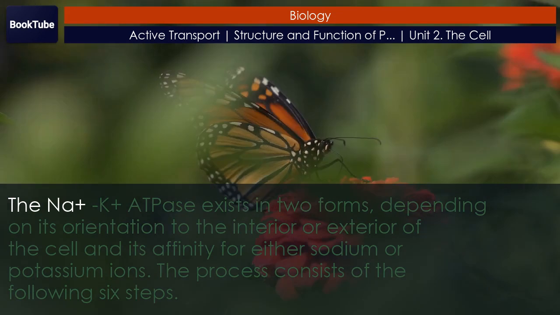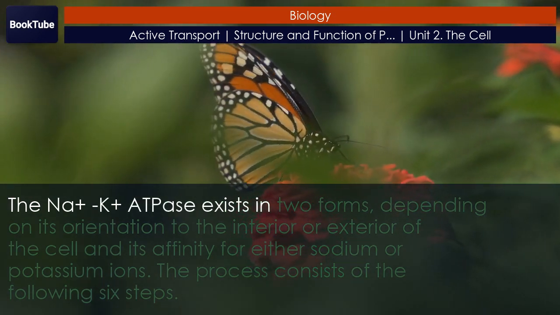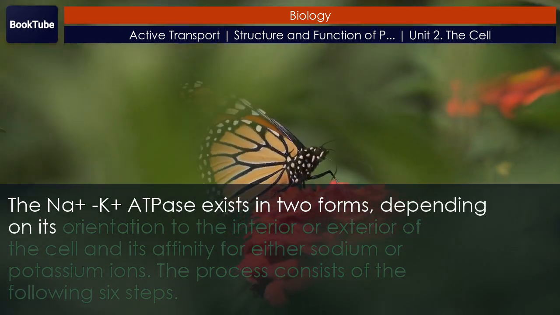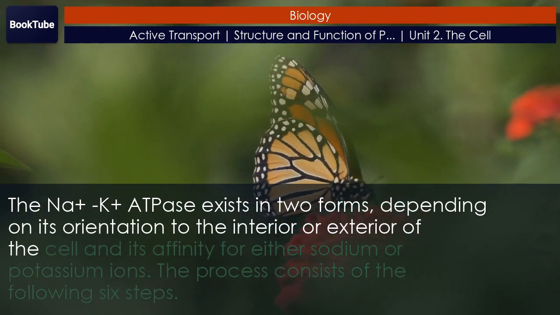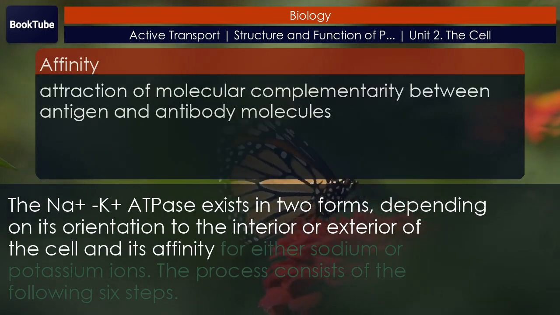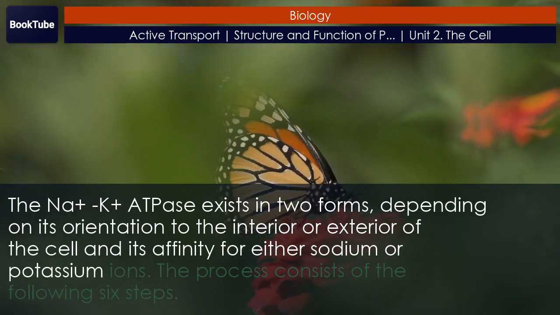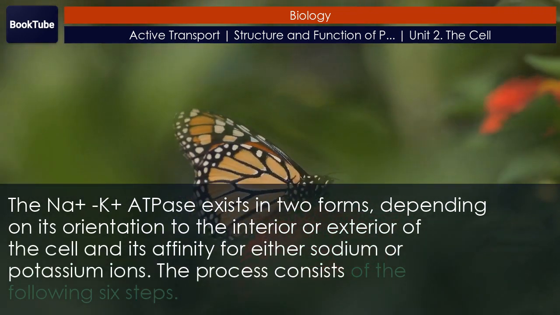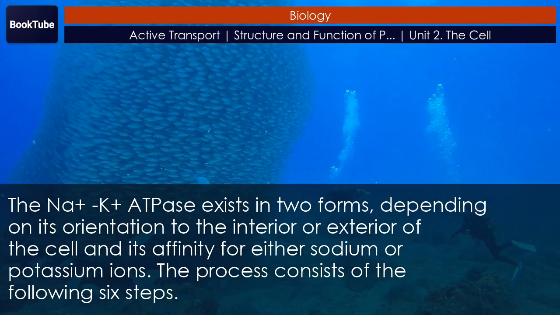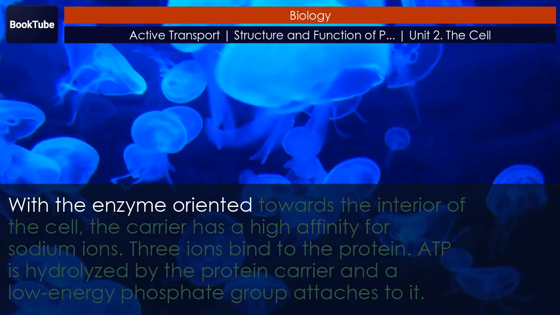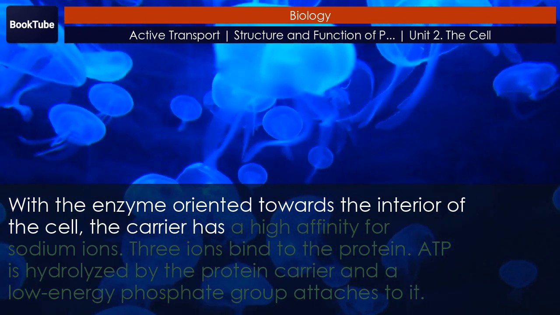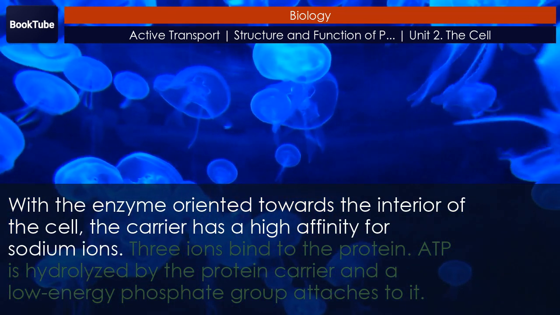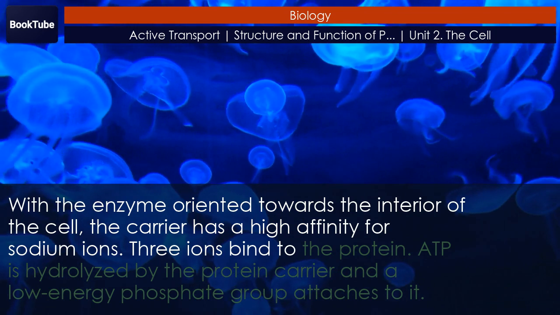The Na+ K+ ATPase exists in two forms, depending on its orientation to the interior or exterior of the cell and its affinity for either sodium or potassium ions. The process consists of the following 6 steps. With the enzyme oriented towards the interior of the cell, the carrier has a high affinity for sodium ions. 3 ions bind to the protein.